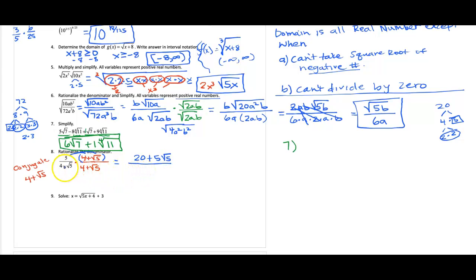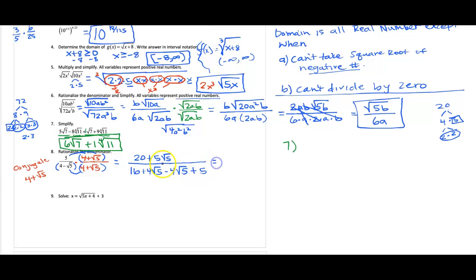Okay. And now on the bottom, I'm doing FOIL. Okay, so make sure you're foiling it together. So 4 times 4 is 16. And then 4 times square root of 5 is plus 4 square root of 5. Then I have negative 4 square root of 5. And then square root of 5 times square root of 5. Remember, when we have the same square root multiplied by each other, it just comes out as that number, because that would be square root of 25, which is just 5.